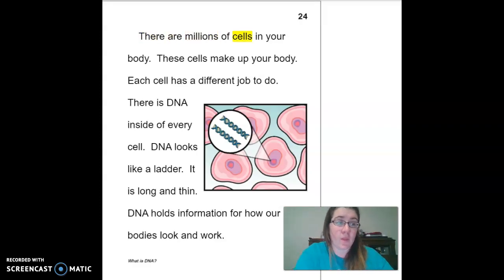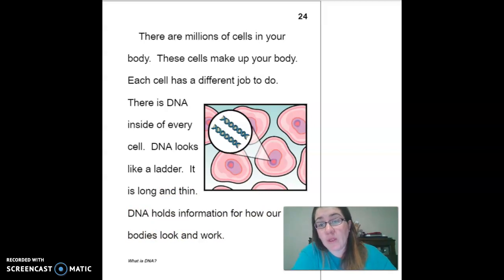There are millions of cells in your body. These cells make up your body. Each cell has a different job to do. There is DNA inside of every cell. DNA looks like a ladder. It is long and thin. DNA holds information for how our bodies look and work.